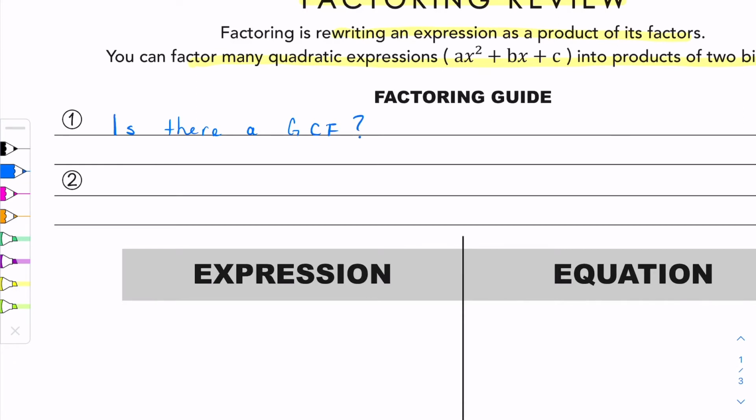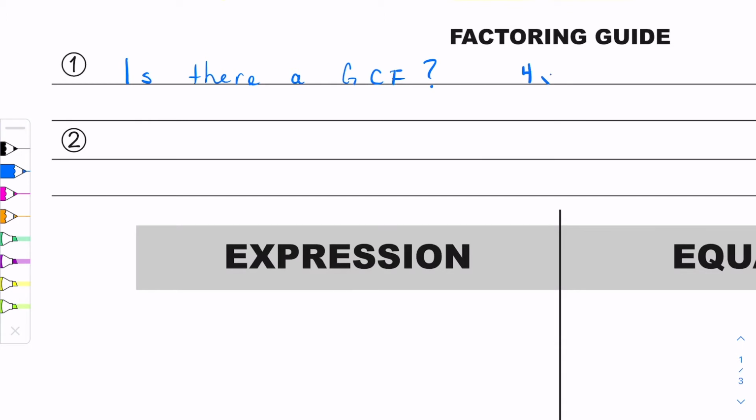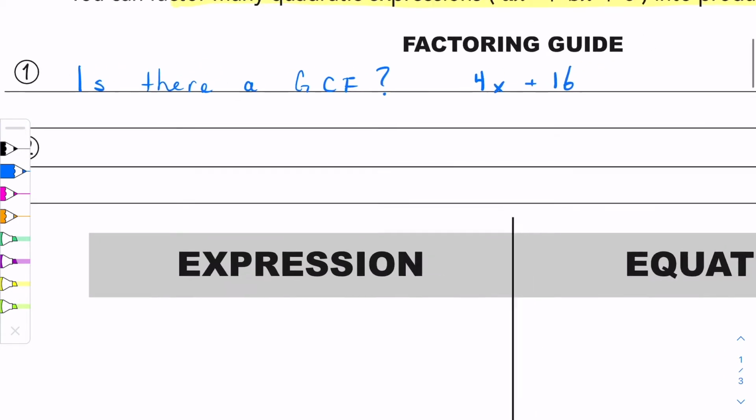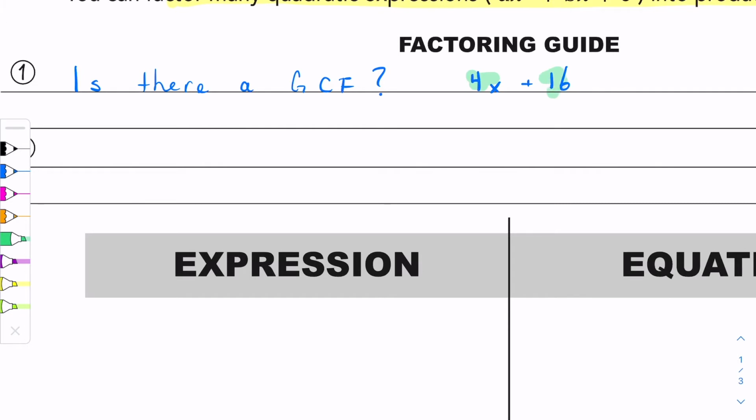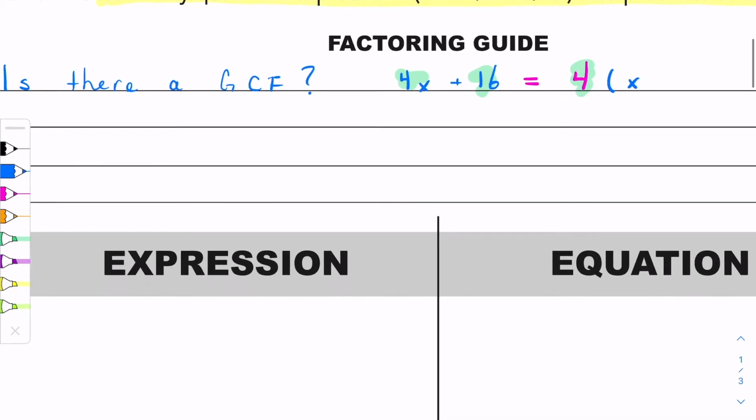A GCF stands for the greatest common factor, and a common factor is when you have a term that can be divided out of every term in the expression. For example, if we had 4x plus 16, both 4x and 16 can be divided by a value of 4. That means our greatest common factor is 4. When we divide that out of the first term, we're left with just x, because 4x divided by 4 would eliminate your value of 4, leaving you with just x. And if we divide 16 by 4, we're left with 4. So this here would be your factored expression after taking out a GCF.